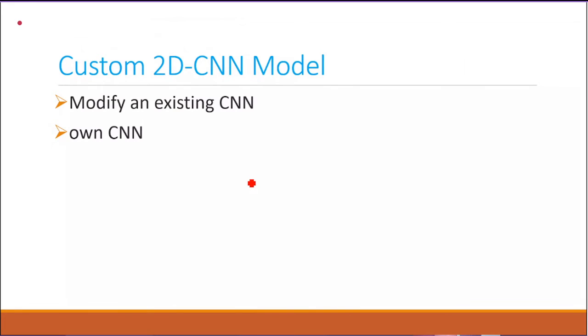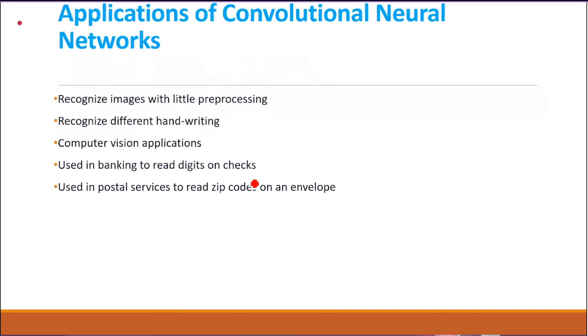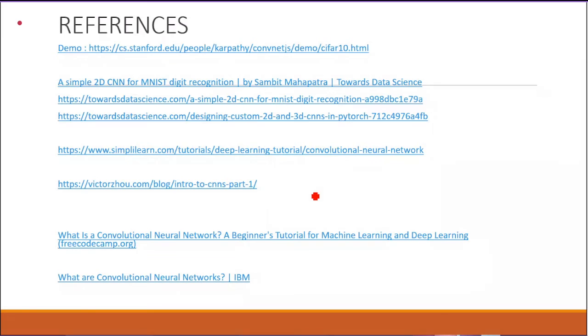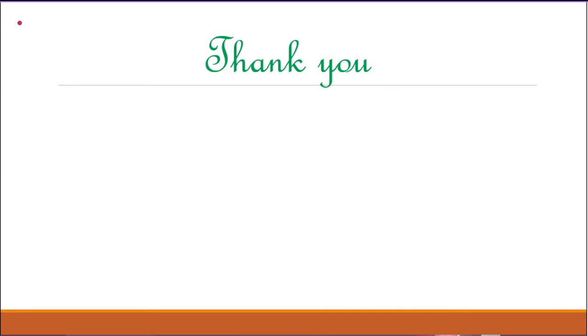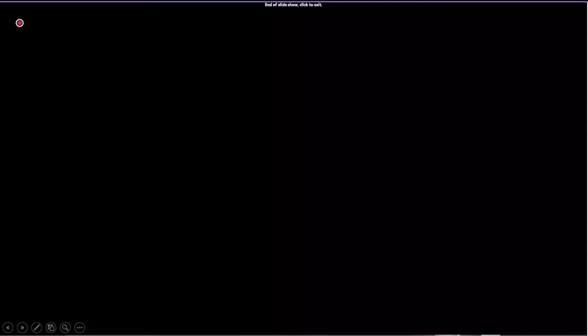And similarly, we can design your own CNN, which you can call a 2D CNN model. Nowadays CNN is used in all places, in computer vision applications like surveillance, banking, credit cards, handwritten recognition. In all places we have to use it. I have given some references here, we can refer to them. So now I'll show the demo. Okay, wait.